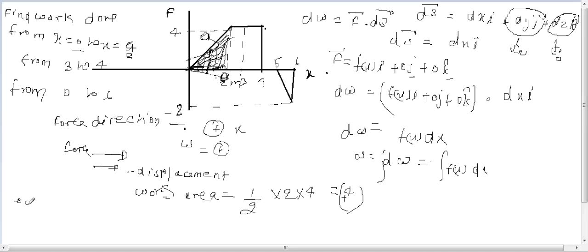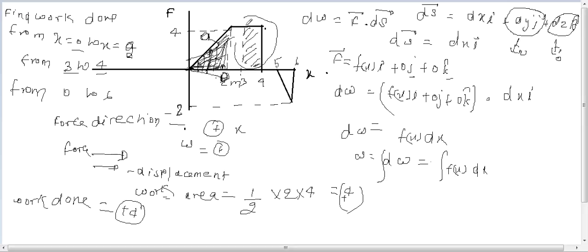Look at this, work done is equal to plus 4 joule. Now we are going to find the work done from x is equal to 3 to x is equal to 4. So now we have to find the work done in this region, which means we have to find this area.